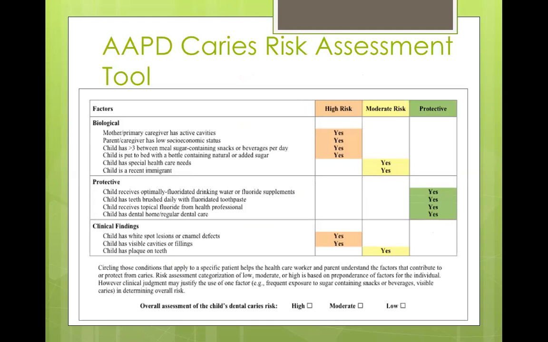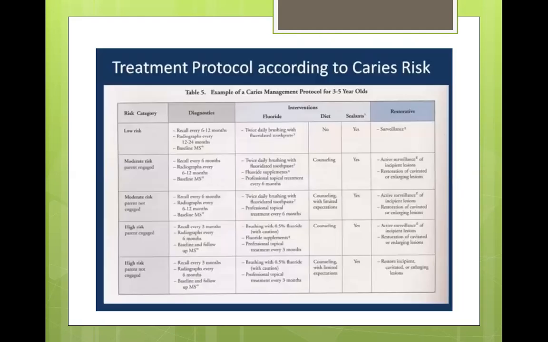So here is your AAPD caries risk assessment form, and it's important that you use this for every patient that you see in your practice. Also, there is a treatment protocol according to caries risk. A low risk patient probably won't have a lot of cavities. For a patient that is moderate to high risk and the parents are engaged, you're more likely to take care of the cavities and do a pulp treatment with a crown, versus a parent that is really not engaged, where I most likely will try to extract the tooth instead.